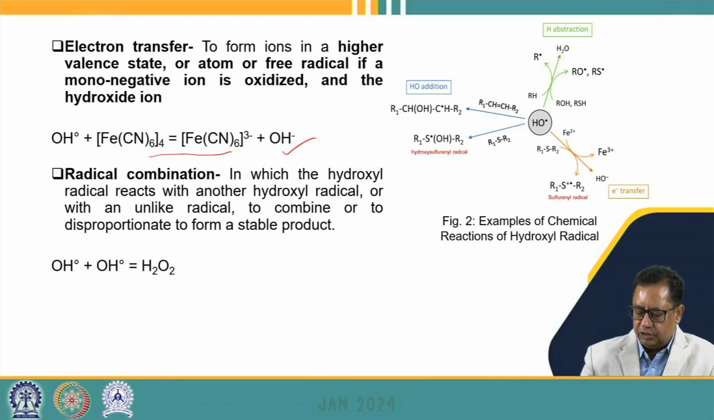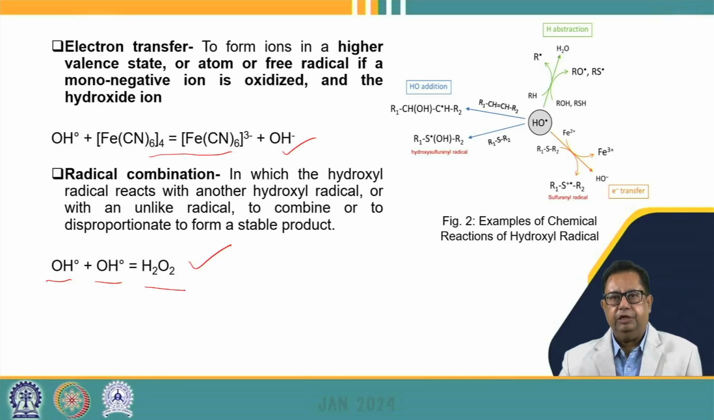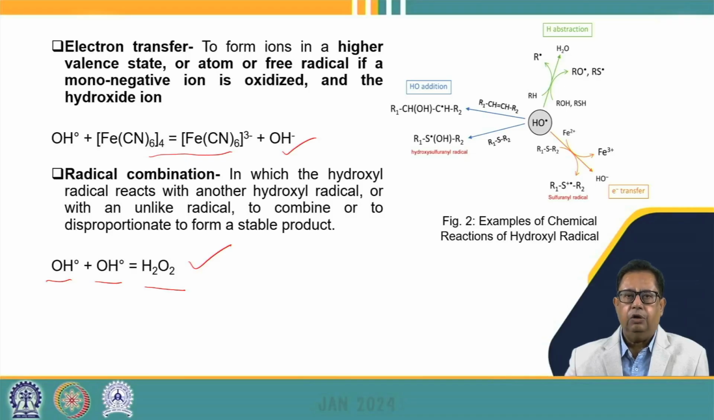Similarly, we can have the radical combinations where the hydroxyl radical reacts with the other hydroxyl radicals, right? And they can combine to form a stable product. For example, here dot OH radicals and dot OH radicals may combine and they can form H2O2 or hydrogen peroxide. And this hydrogen peroxide is again a highly oxidizing agent. So it may result in the further oxidation of the compounds.